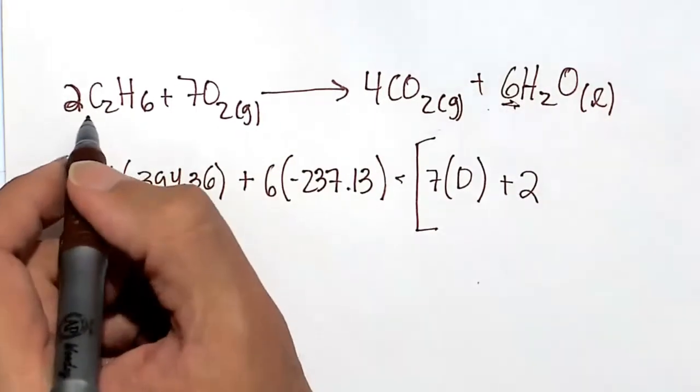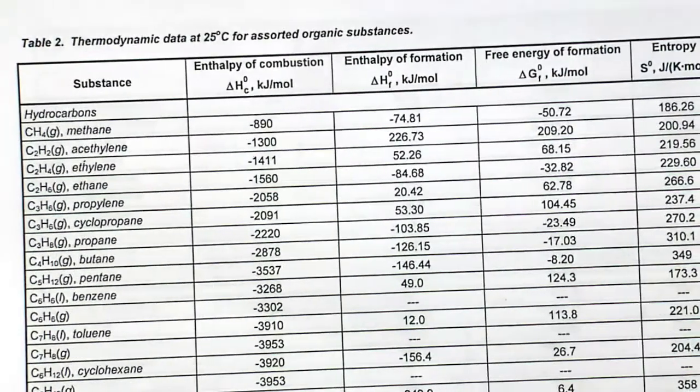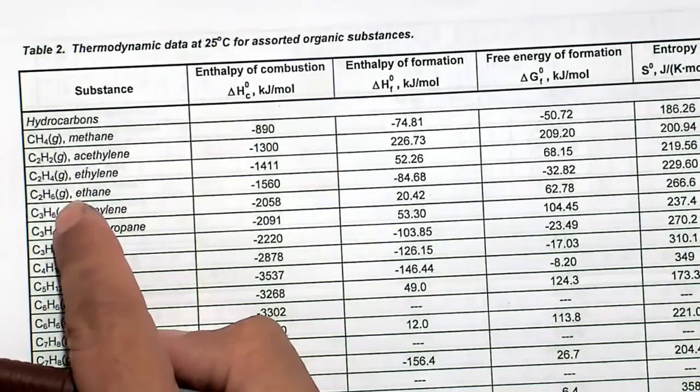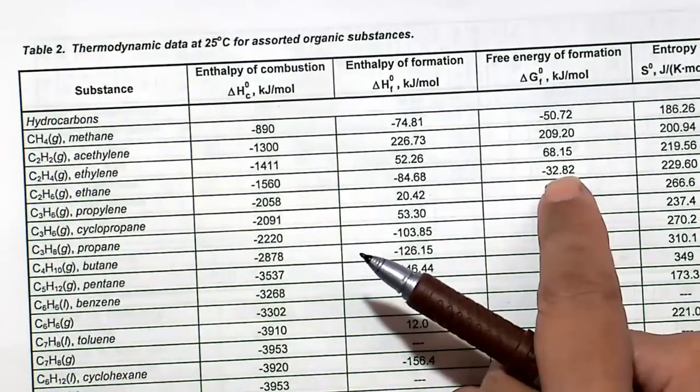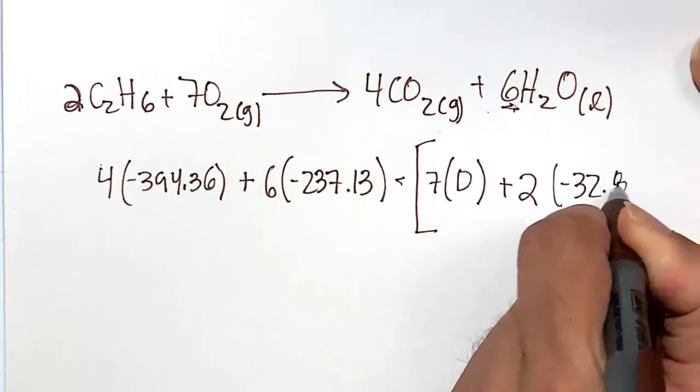Plus 2 times C2H6. That's called ethane. Methane, ethane, propane, butane, all of those alkanes. Hydrocarbons, hopefully you remember that from our section on intermolecular forces, and the hydrocarbons are also known as the alkanes. So that's an organic substance. So C2H6 here, ethane, and we're going to look up the delta G of minus 32.82. And we multiply that by 2. So 2 times minus 32.82.